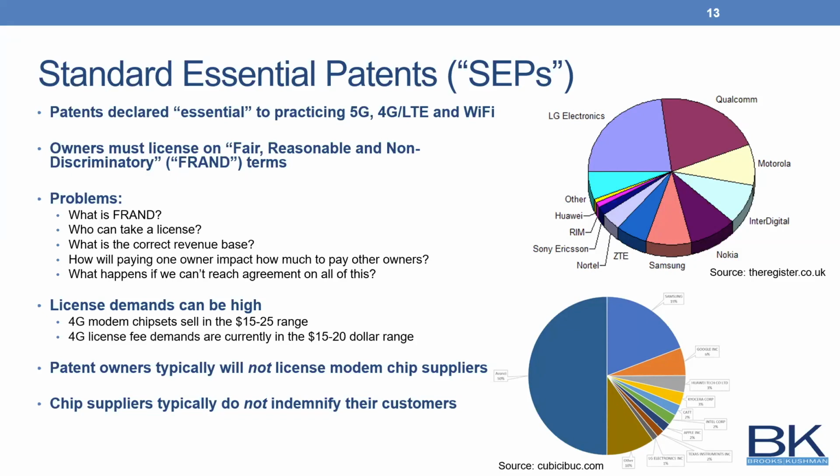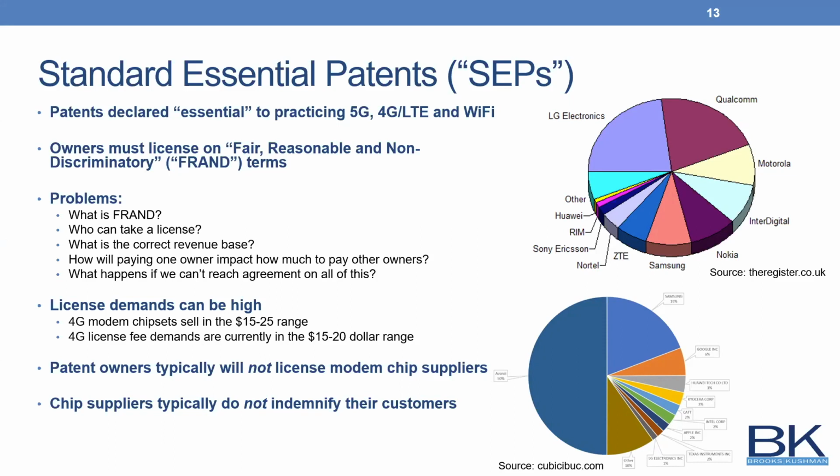For context, these license demands are high. Your average 4G chipset is in the $15 to $25 range. That's how much it costs for the microchip to make a phone call, at least at the modem level. But the license fee demands exceed that. So the demands are a 100% royalty rate and higher, and most buyers consider that remarkably high. So that's putting the bookends, I guess, around the standard essential patent issues.